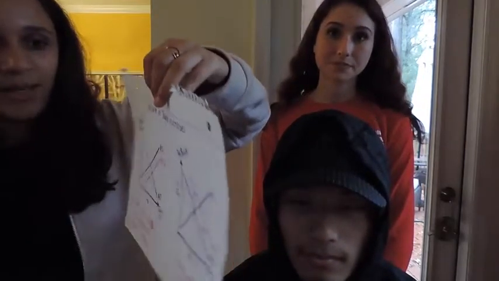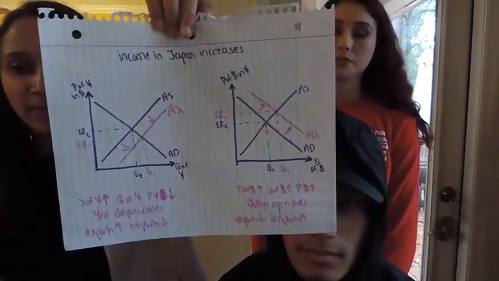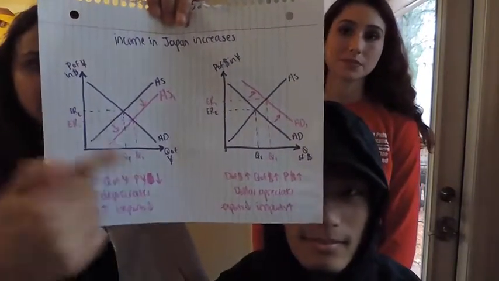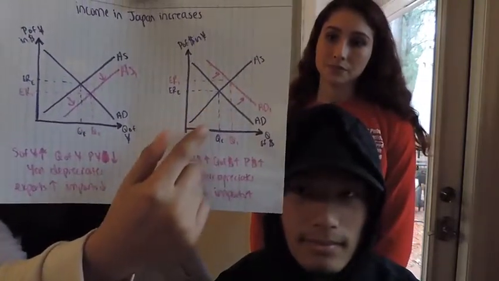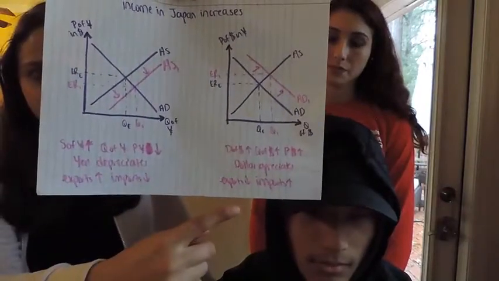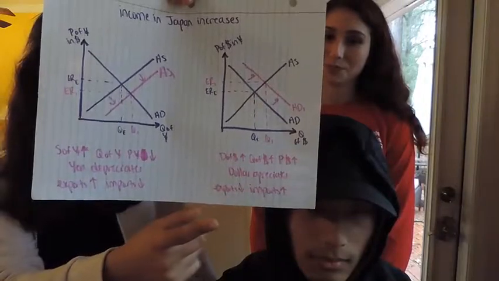For the first example, income in Japan increases. This allows people in Japan to spend more money on foreign goods. Thus, the supply of the yen in the foreign exchange market will increase, and the demand for the dollar will increase. This causes the yen to depreciate and the dollar to appreciate, meaning Japanese exports increase and American exports decrease.